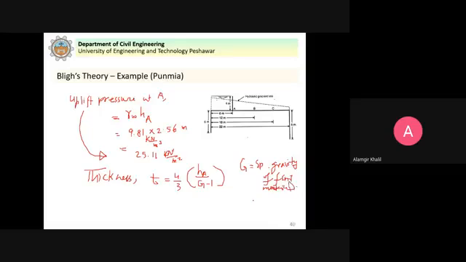Now if it is concrete, the specific gravity G can be equal to 2.4. So you can put here the T value, that will be equal to 4 by 3 into HA, that is 2.56, divided by 2.4 minus 1. So we get thickness as equal to 2.44 meter. This is the thickness at A. Similarly, you can proceed for B and C.